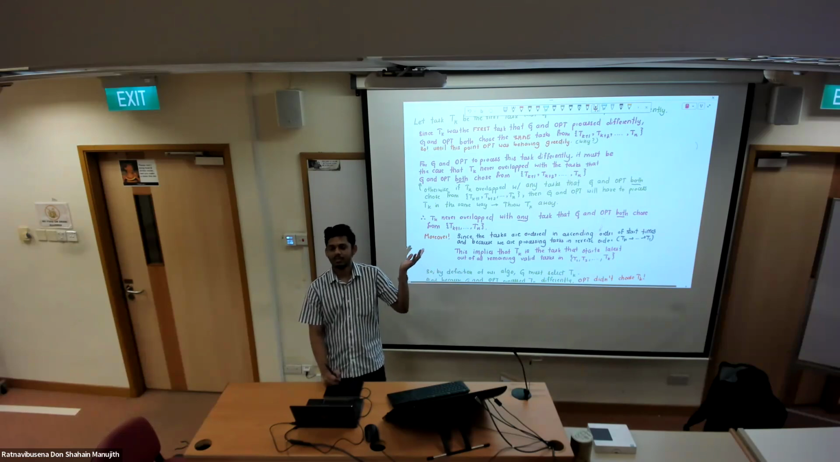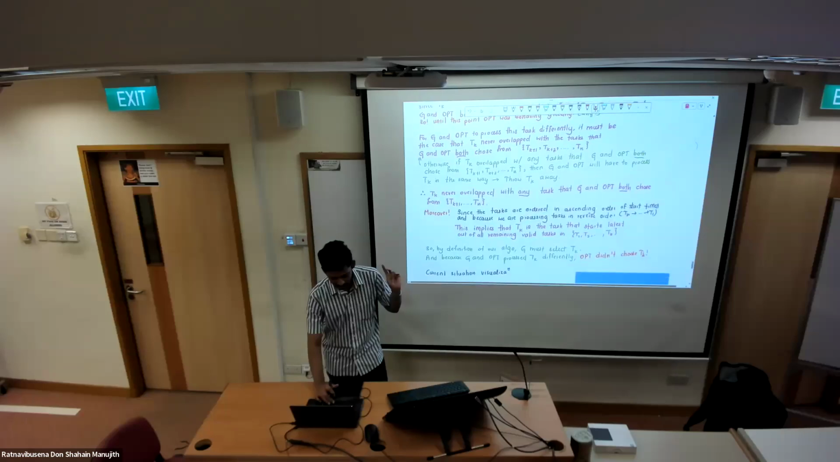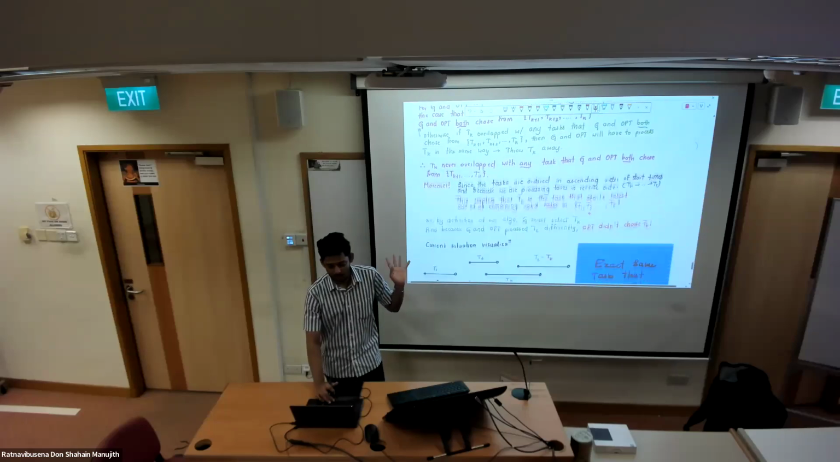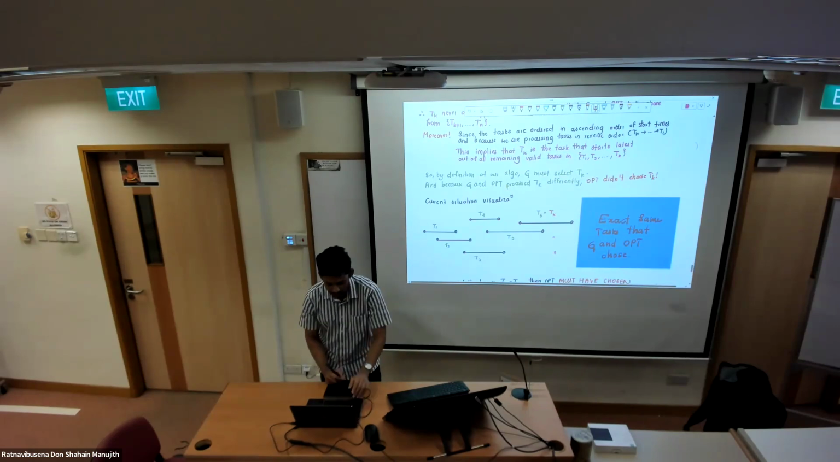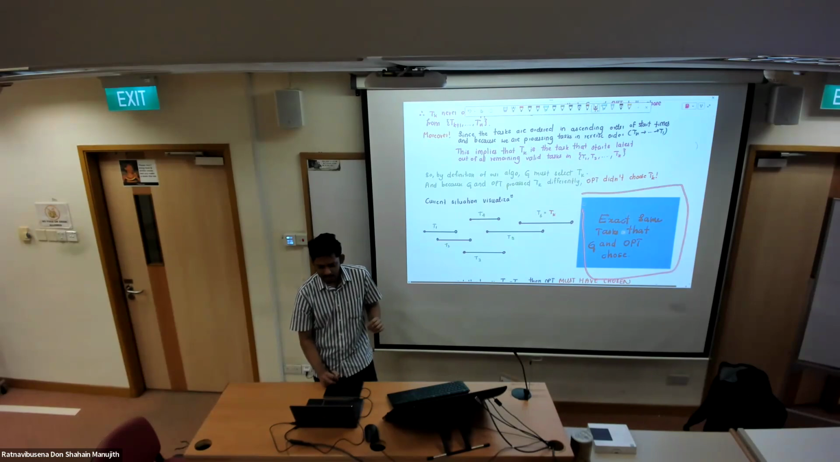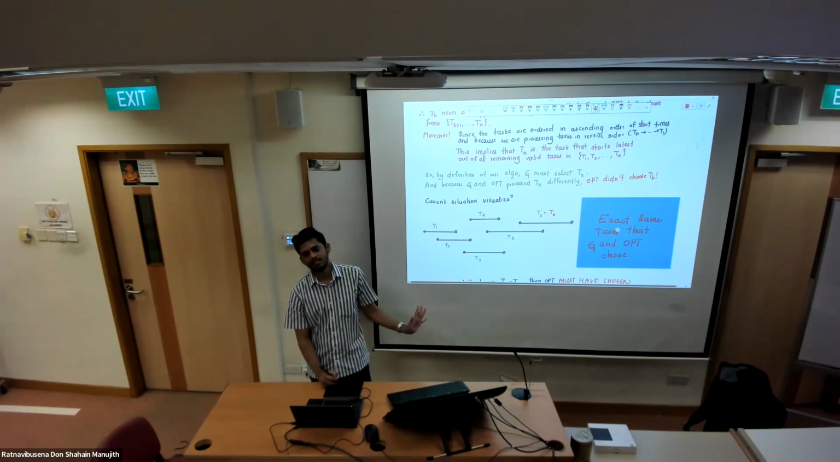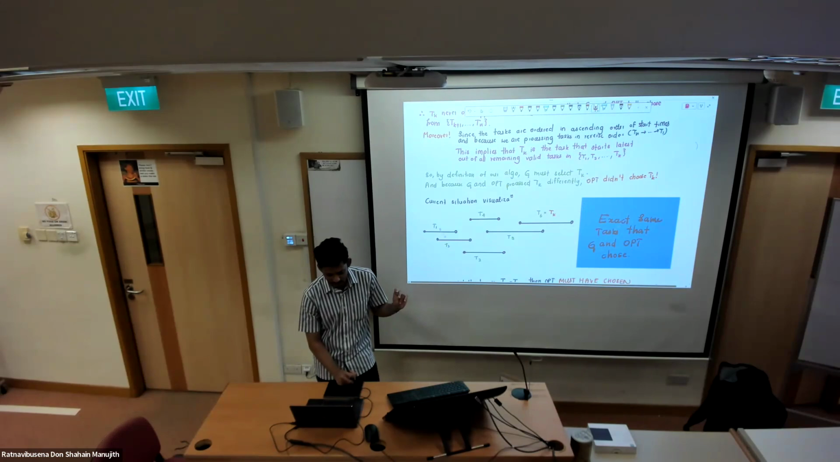Okay, so OPT never chose Tk. So how would it look? I have given an example here. Out of these activities, from Tk plus 1 until Tn, G and OPT chose the exact same task. So now we have these tasks, T1, T2, T3, T4, T5, T6. T6 is the one that starts the latest, so this will be Tk. G will choose Tk, but OPT will not choose Tk.